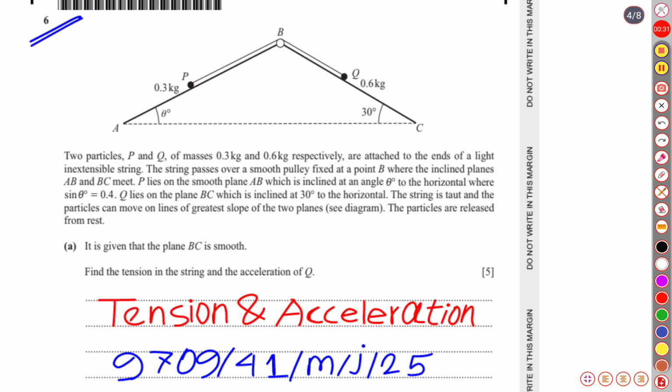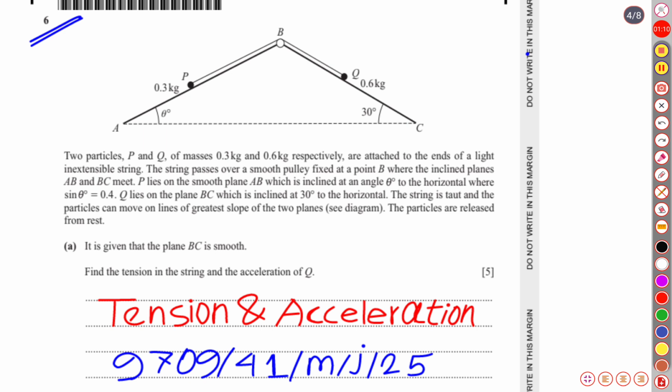Let's read the question. Two particles P and Q of masses 0.3 kg and 0.6 kg respectively are attached to the ends of a light inextensible string. The string passes over a smooth pulley fixed at a point B where the inclined planes AB and BC meet. P lies on the smooth plane AB, which is inclined at an angle of theta degree to the horizontal where sin theta is equal to 0.4. Q lies on the plane BC which is inclined at 30 degree to the horizontal.